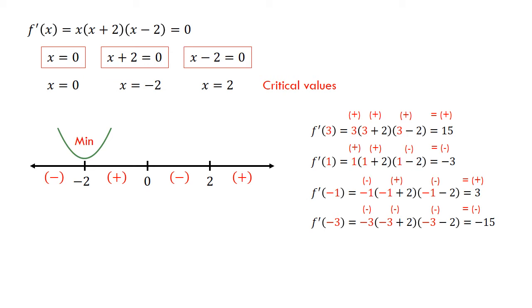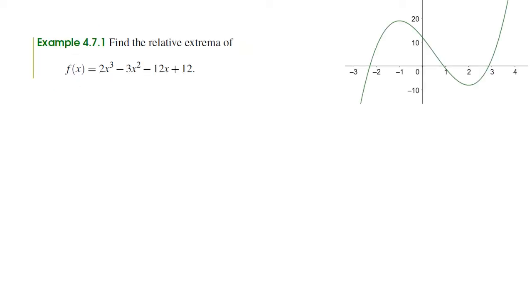so the function is increasing on the left and decreasing on the right, so f has a relative maximum at x equals 0. And at x equals 2, the slope on the left is negative and on the right is positive, so the function is decreasing on the left and increasing on the right, so f has a relative minimum at x equals 2. Let's do this example.